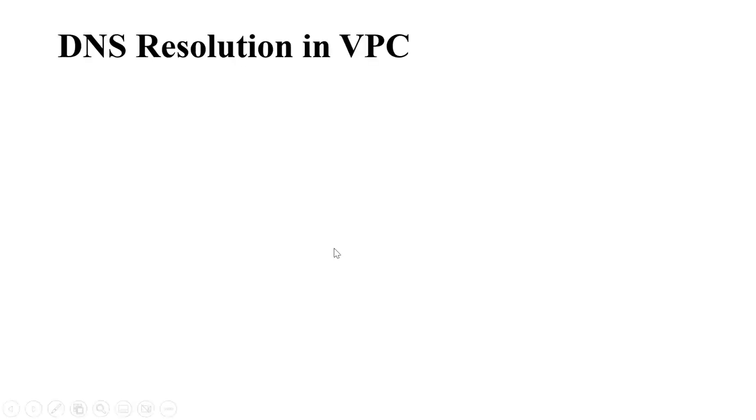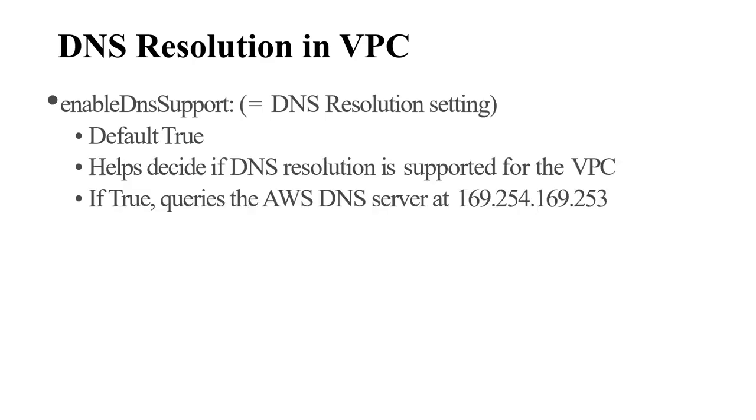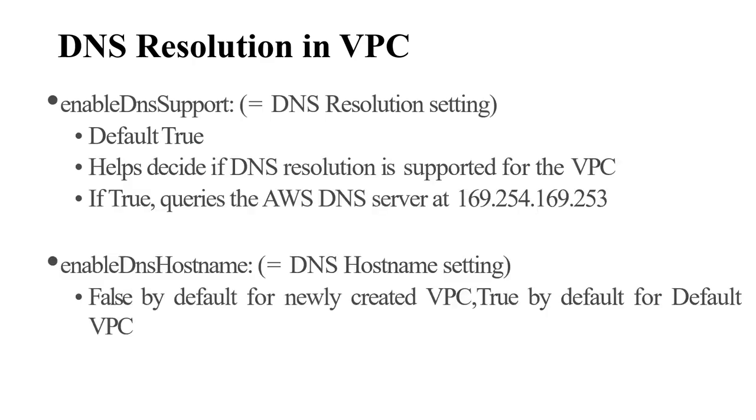Yeah, now let's go for that. DNS resolution, already we are observing that. How do we enable the DNS resolution at VPC level? Yeah, DNS support is already available, but by default DNS hostname is not enabled. We are enabling that.